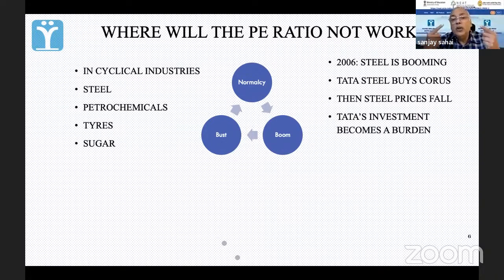Now, if you look at Tata Steel's PE ratio in 2006 and decide to invest in Tata Steel on that basis, look what will happen. Because the industry itself is not a stable industry. Any industry which is cyclical in nature, this PE ratio will not work. What I am also trying to give you is an idea that all industries are different in nature. There are different types of industries, so when we make investments, we should be aware of these different types.